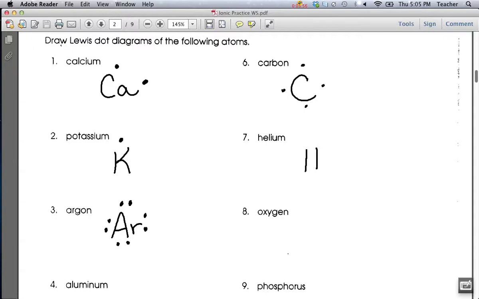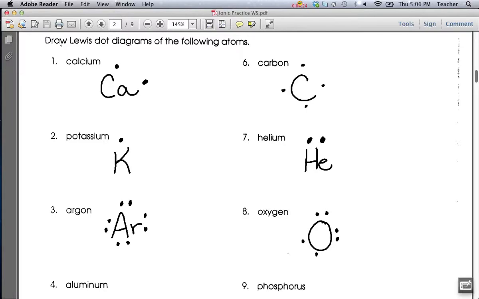Helium. We know it only has 2 valence electrons, but we don't draw it like we draw calcium. We actually draw it like this. Again, it's because it's that oddball, and by drawing it this way, it actually shows that helium is stable. Oxygen is capital letter O, and it is in group 16, so 1, 2, 3, 4, 5, 6.